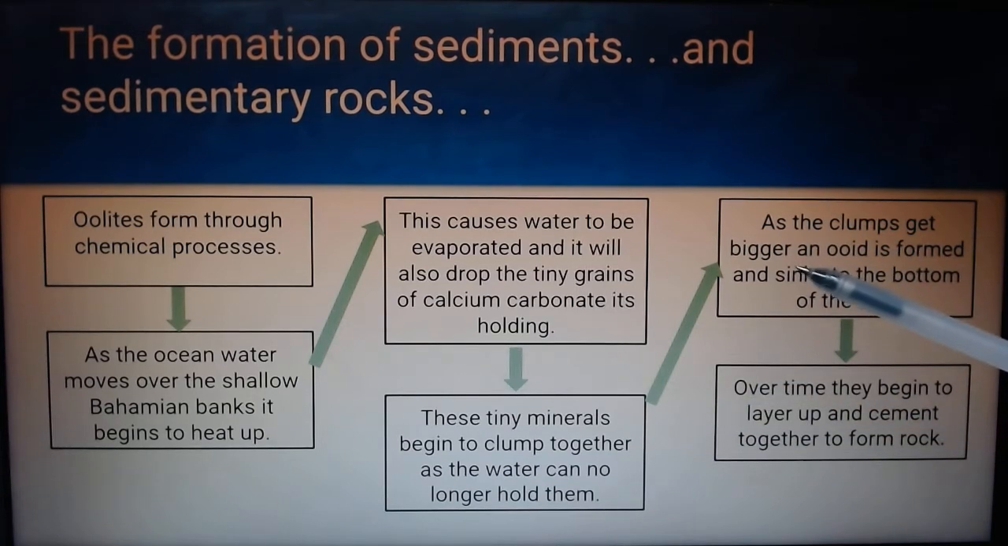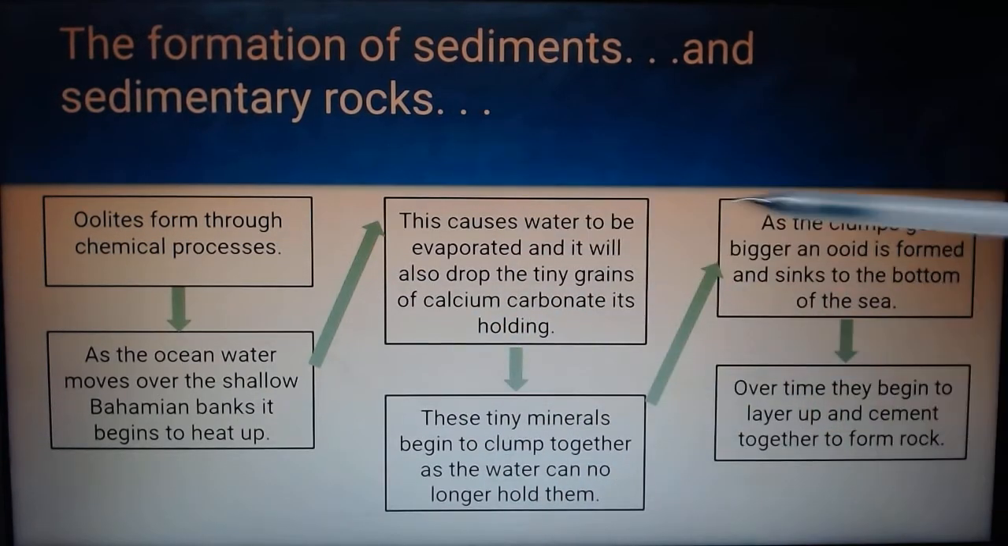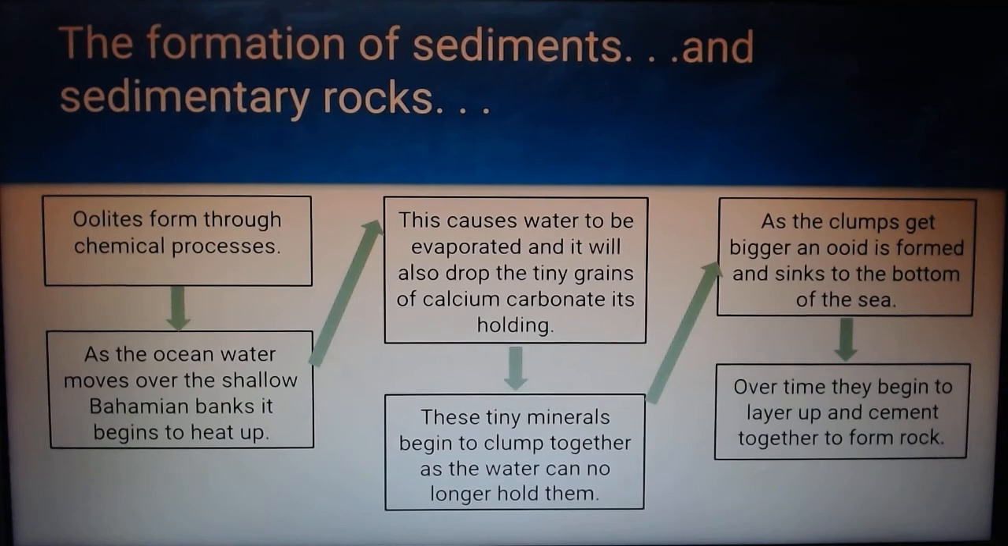As the clumps get bigger, an ooid is formed and sinks to the bottom of the sea. Very simple. Over time, they begin to layer up and cement together to form our oolithic limestone. So again, there's your little flow diagram of how all of these things come together.